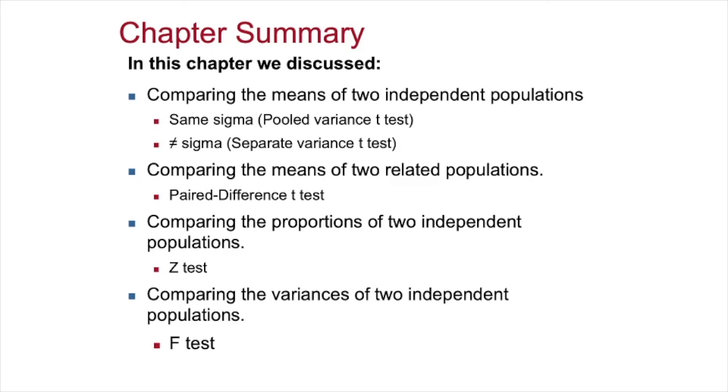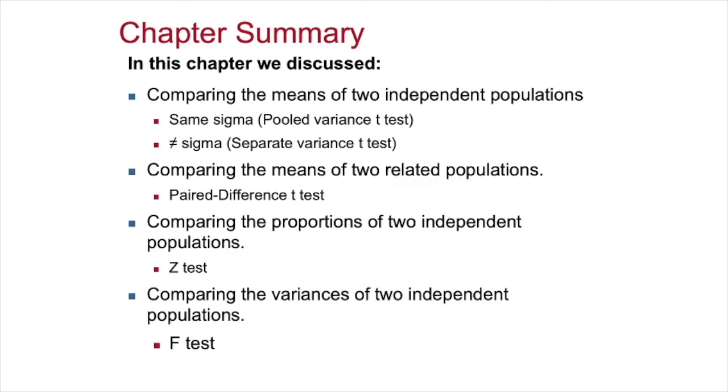So to conclude this chapter, what did we see today? First, we learned about comparing the means of two independent populations, and we saw that there was two ways to do it, either a pooled variance t-test or a separate variance t-test if the sigmas are considered to be different. Then we looked at what to do when the populations are related and we want to compare their means, and this is what we call a paired difference test, and it was also a t-test. And then we looked at how to compare the proportions of two independent populations, which was with a z-test, and then we compared the variances of two independent populations, which was done with an F-test.